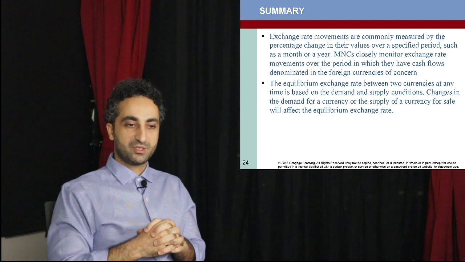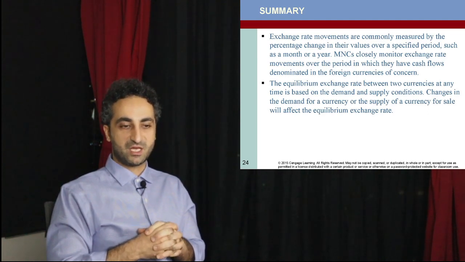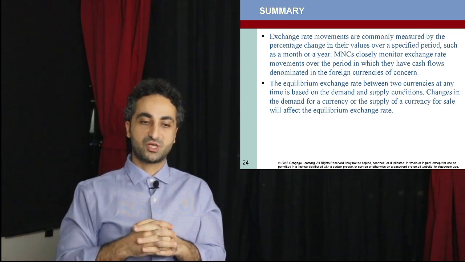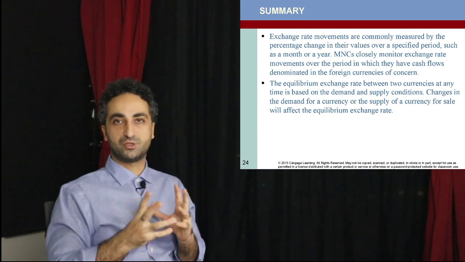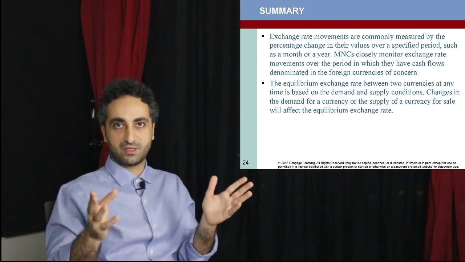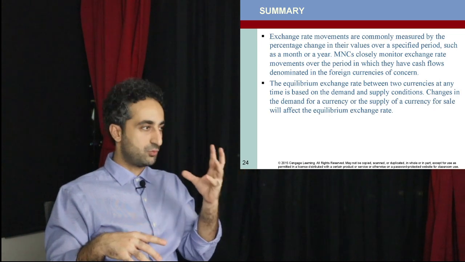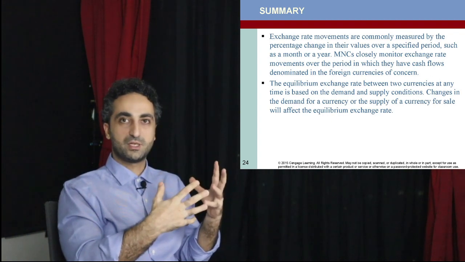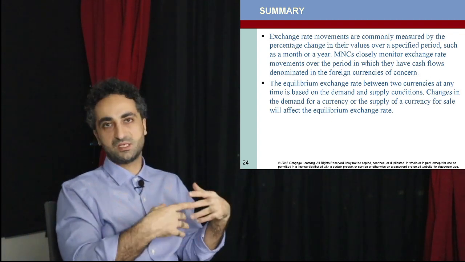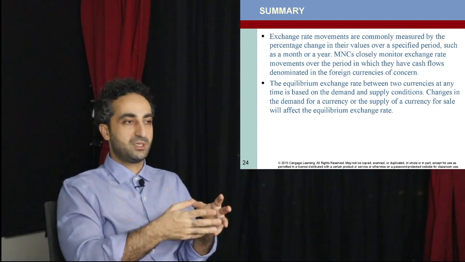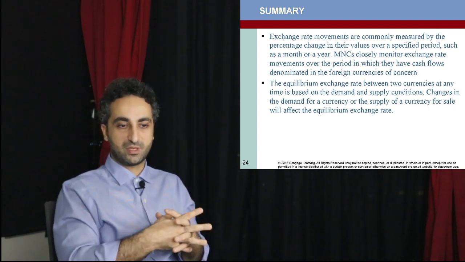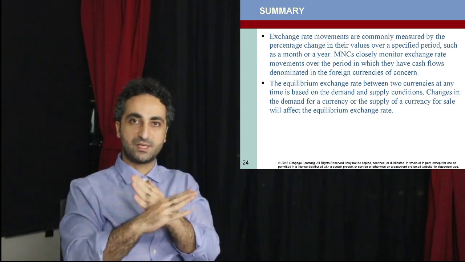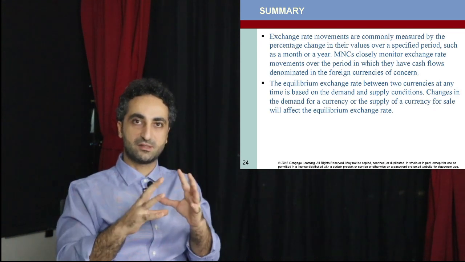So they closely monitor exchange rate movements over the period in which they have cash flows denominated in the foreign currencies of concern. The equilibrium exchange rate between two currencies at any time is based on demand and supply. Same with anything in the world. You want something, you want it badly, you demand more, right? More people want it. If no one wants it, supply increases, and people really don't want it because it's available and it's not unique to them anymore. So these two powers will always determine the price at a certain point.